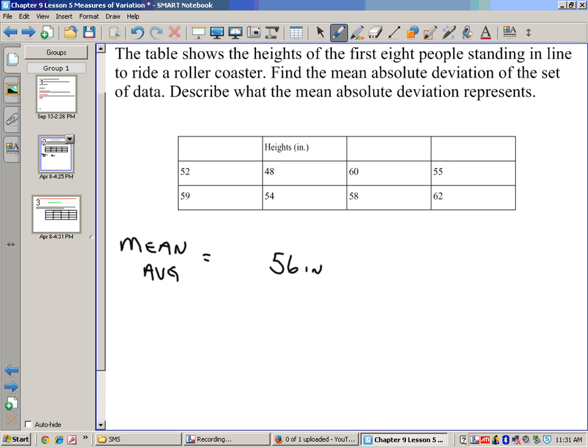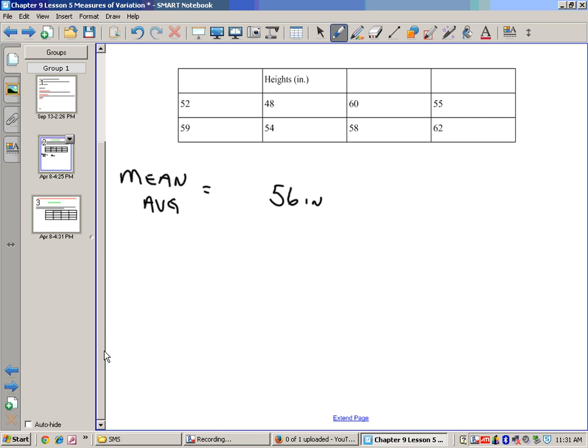Now we want to find the absolute value of the difference between each value in the data group. So what that means is we're going to take the first person, who is 52 inches tall, and subtract the mean. We're going to put an absolute value. Remember, absolute value is the distance from 0, and there are no negatives. It's always positive when you're inside the absolute value. So 52 minus 56 would be negative 4, but it's an absolute value, so that's going to equal 4. And we're going to do this with each and every person in line.